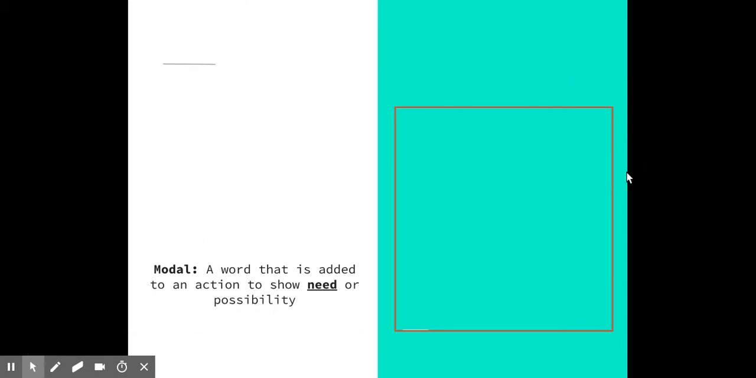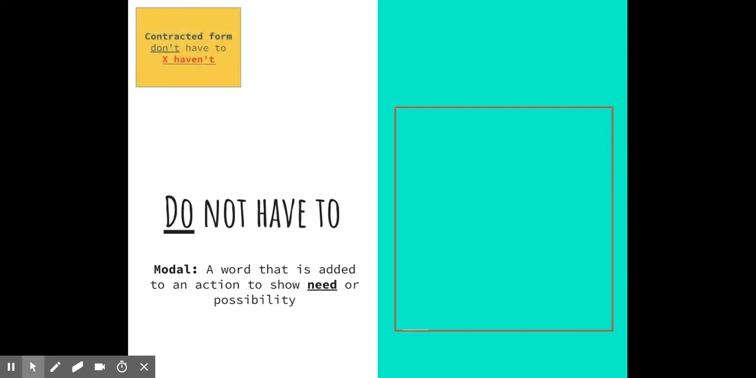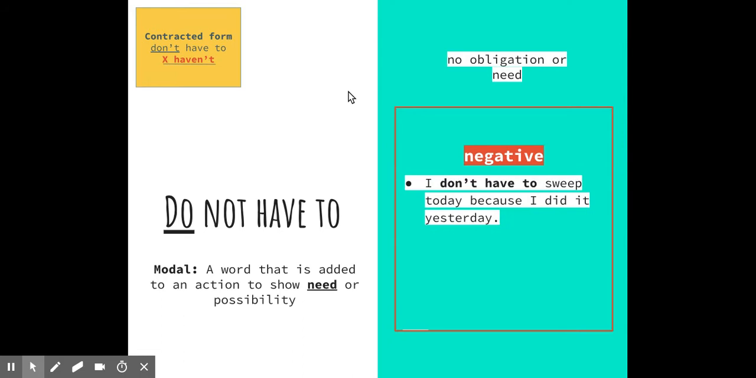So how is it different from have to? So do not have to, contracted into don't, right? It's not haven't, it's don't and do not have. We add that do. And instead of saying don't do it, it's saying you don't need to do it. Right? I don't have to sweep today because I did it yesterday. There is no need. It is already clean. Right? You must not sweep today. That means don't do the action. Maybe, I don't know, you have to do something else instead. Right? Must not, don't do the action. Don't have to, no need to do the action.